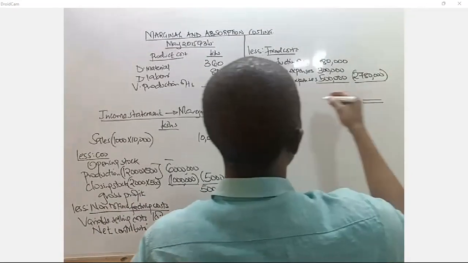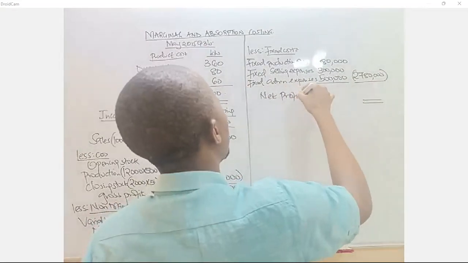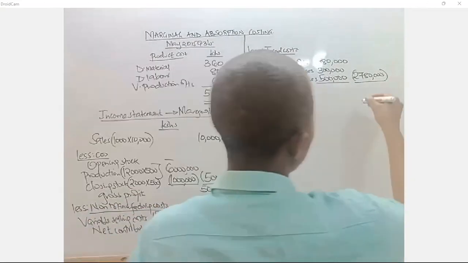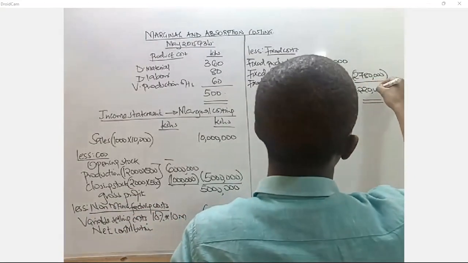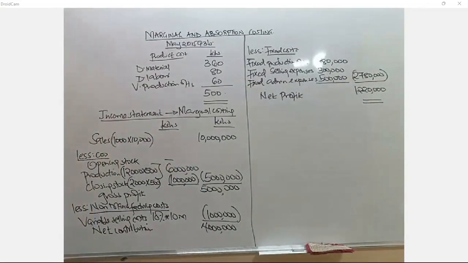What is your net profit here? My net profit, when I look on the difference, 4 million minus 2,780, I should be getting 1,220,000. That is my net profit when I'm using the marginal costing.